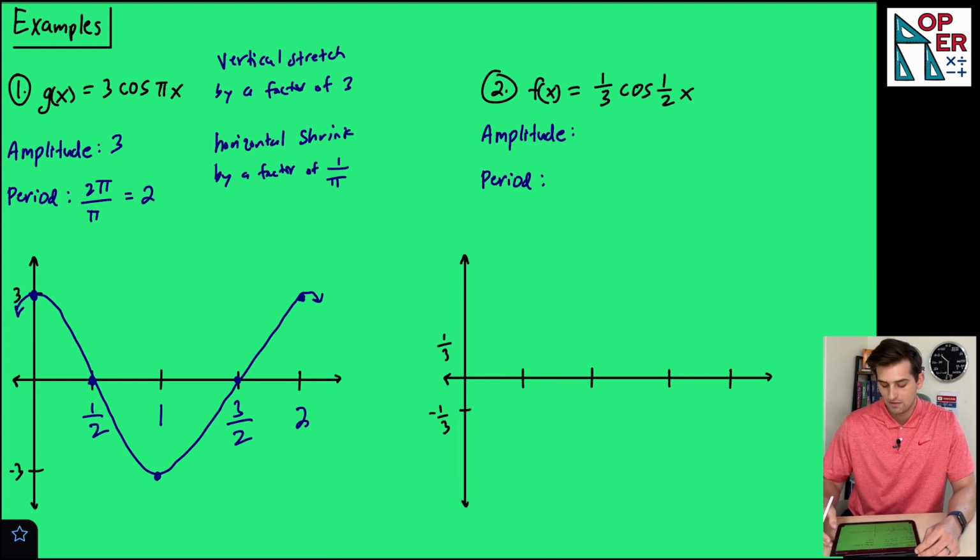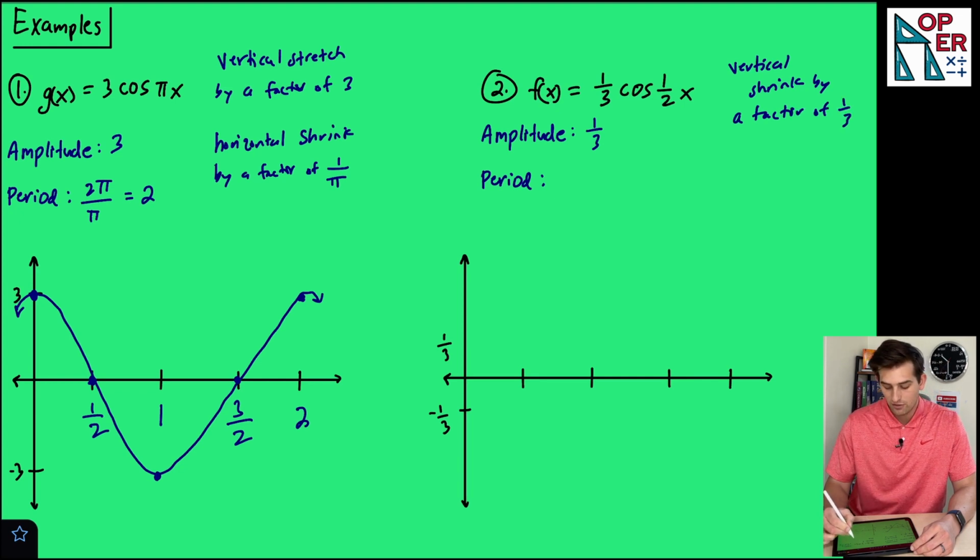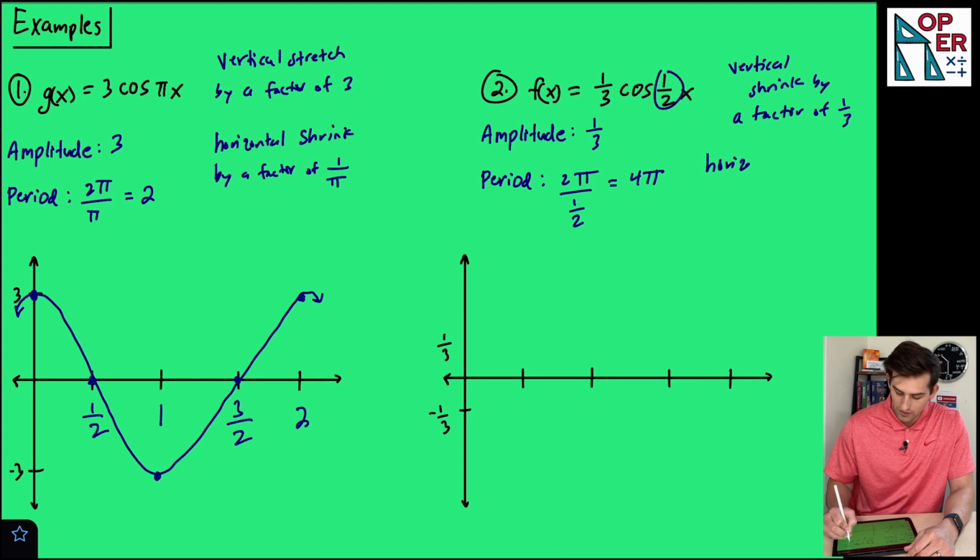All right, number 2, we have f of x equals 1/3 cosine 1/2 of x. So our amplitude in this case is 1/3. So now we actually have a vertical shrink by a factor of 1/3. And then our period, we know our value for b is 1/2. So for our period, we'd be 2 pi divided by 1/2, which would be like 2 pi times 2. So this is 4 pi. So this 1/2 right here tells me that we have a horizontal stretch by a factor of 1 over 1/2, so by a factor of 2.